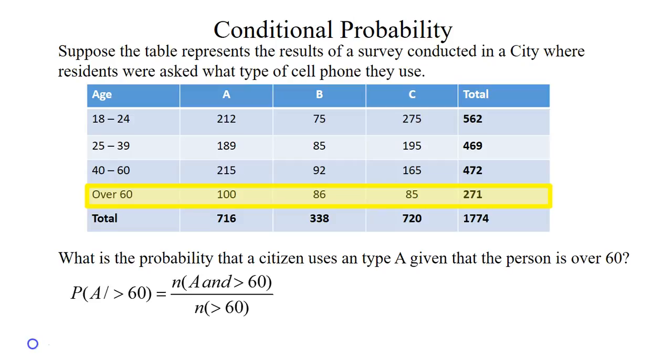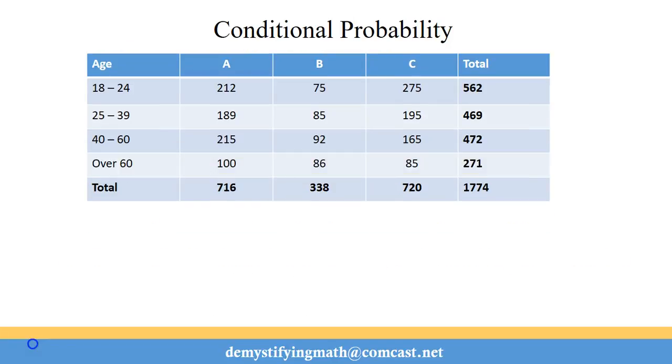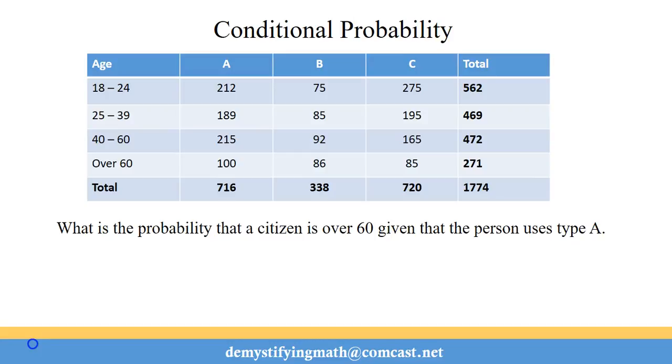Those that use type A would be the 100 in the A column, and the total amount would be 271 since we already know that the person is over 60. Let's work with this in the other direction. What is the probability that the citizen is over 60 given that the person uses type A? Since we know that they're using type A cell phones, we're only going to use the data in column A.